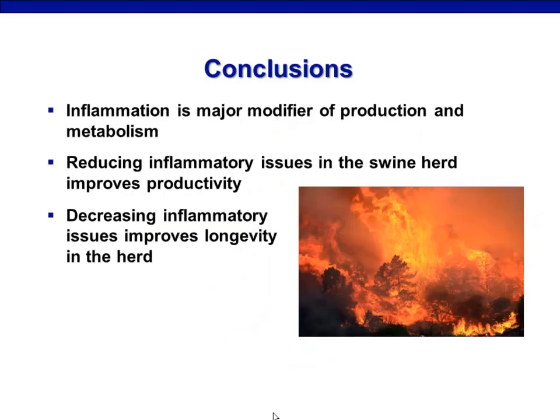I hope today I gave you a few ideas that production, particularly in the industry for pork production, is really about this issue. You've got to control inflammation. It's a major modifier of metabolism. It's going to change how they use nutrients. Reducing inflammation issues in the swine herd improves productivity. Decreasing inflammatory issues improves longevity.